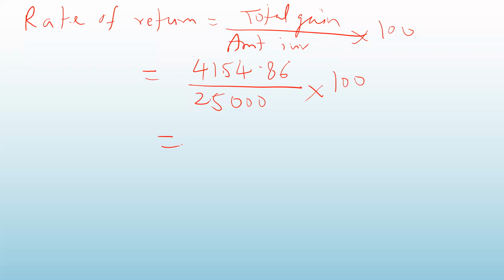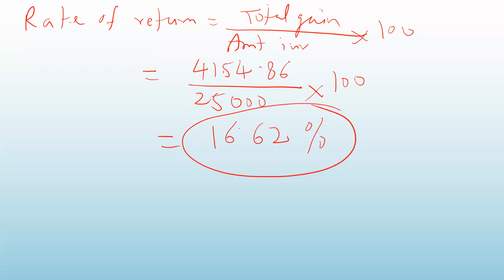4,154.86 divided by 25,000 multiplied by 100. That will give you 16.62. So that means rate of return is 16.62%. Okay. Therefore, as I told you, rate of return is always written as a percentage. 16.62%.